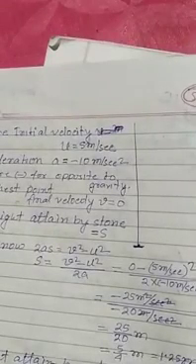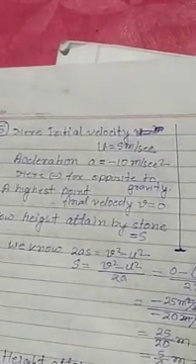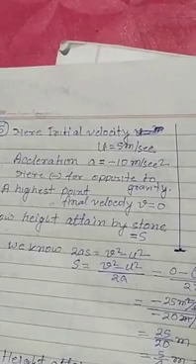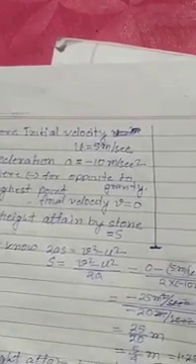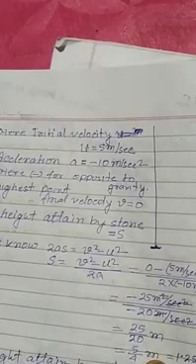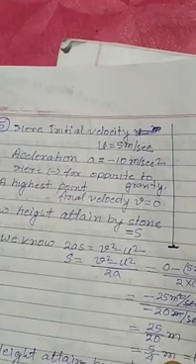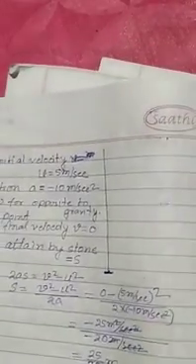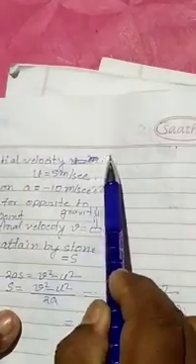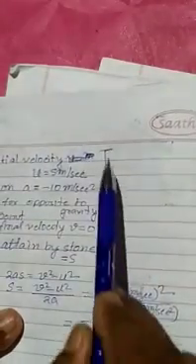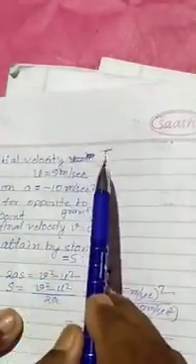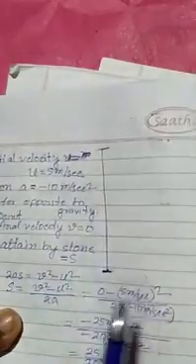Question number 5. Follow this one. A stone is thrown vertically upward. Initial velocity 5 meters per second. Acceleration minus 10 meters per second square. As the direction is upward, the acceleration decreases, so it is a negative sign. Find the highest point reached. The stone thrown vertically upward, so this is the top point. Final velocity v equal to 0.